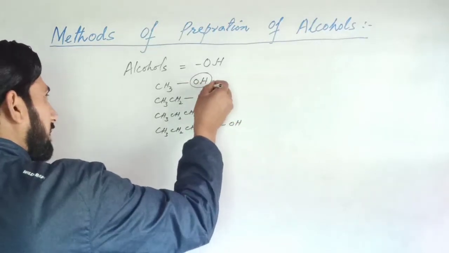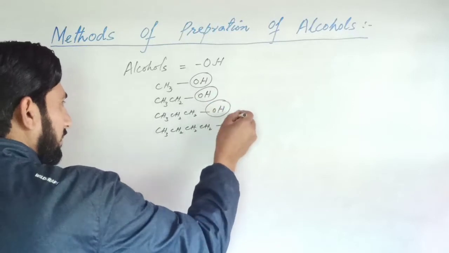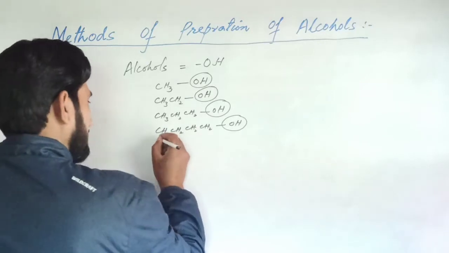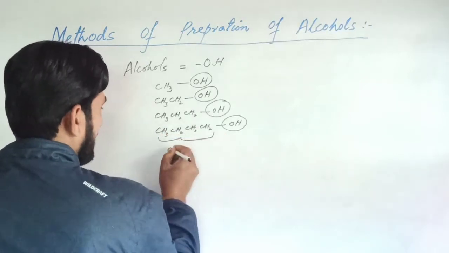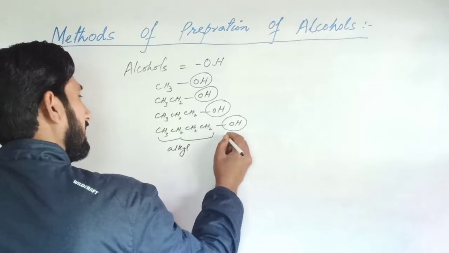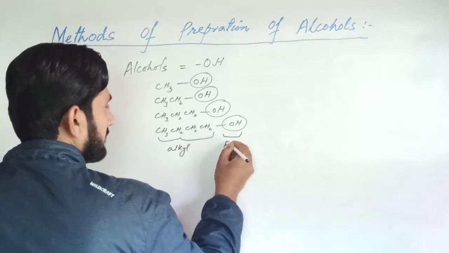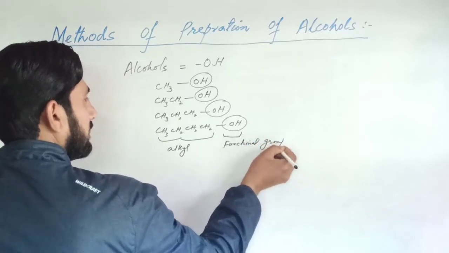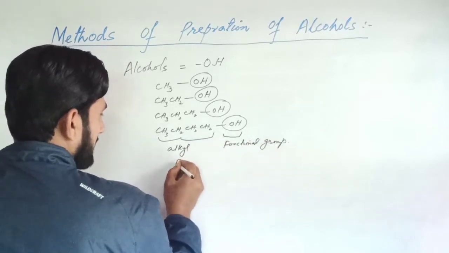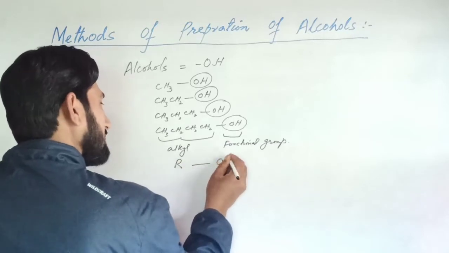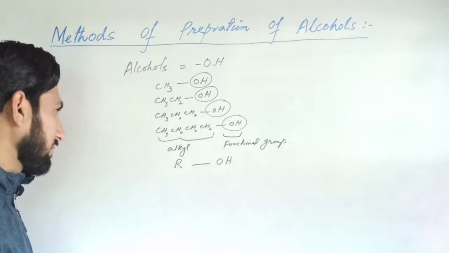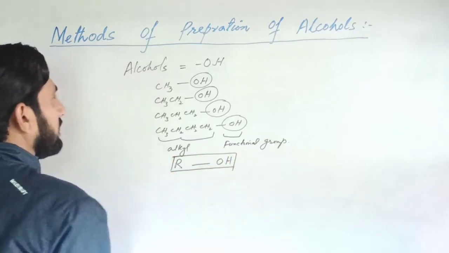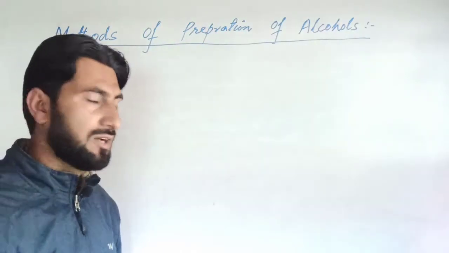In all these compounds, the hydroxyl group, OH group, is attached to the carbon chain. This carbon chain is called the alkyl part, and this is the functional group. This alkyl part is represented by R and is attached to the hydroxyl group. So ROH is the generic name of the alcohol. Methods of preparation of alcohol.